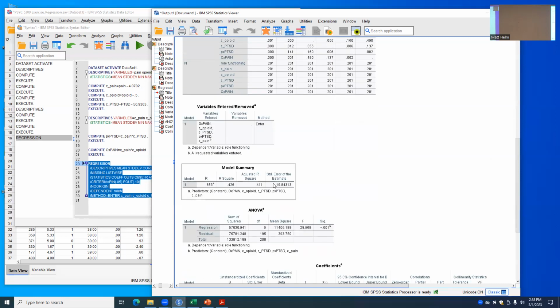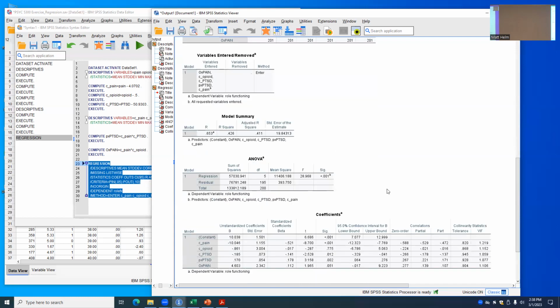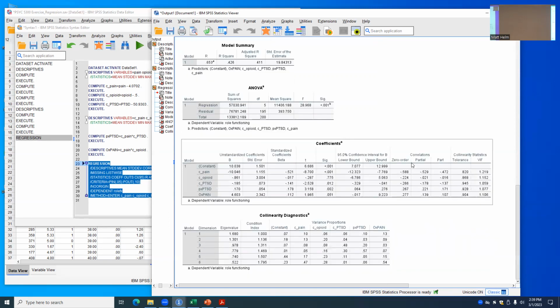Here's our R squared. Our R squared is actually pretty good, right? It's saying the best linear combination of pain, opiate use, PTSD, and the interactions of pain and opiate use and pain and PTSD together is jointly accounting for close to 43% of the total variability in my role functioning variable. That's pretty good, not too bad, right? My F test here is saying that this is indeed a different value than 0, which we shouldn't be surprised by. But then we get down into our coefficients table.